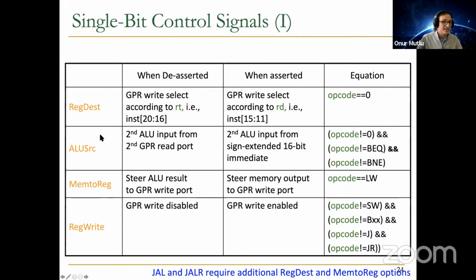So these are the 8 control signals we actually created. If you remember regdest, for example, this is basically whether the destination register is RT or RD, whether it comes from instruction bits 20 through 16 or 15 through 11. And the equation to determine whether regdest should be asserted is essentially whether the opcode is 0 or not, okay? And this is based on examination of all the instructions. If the opcode is 0, then the ID of the destination register should be taken from instruction bits 15 through 11.